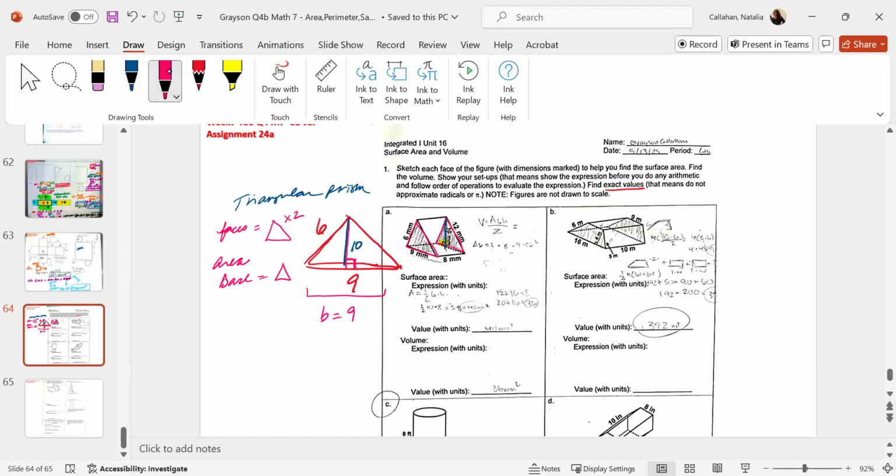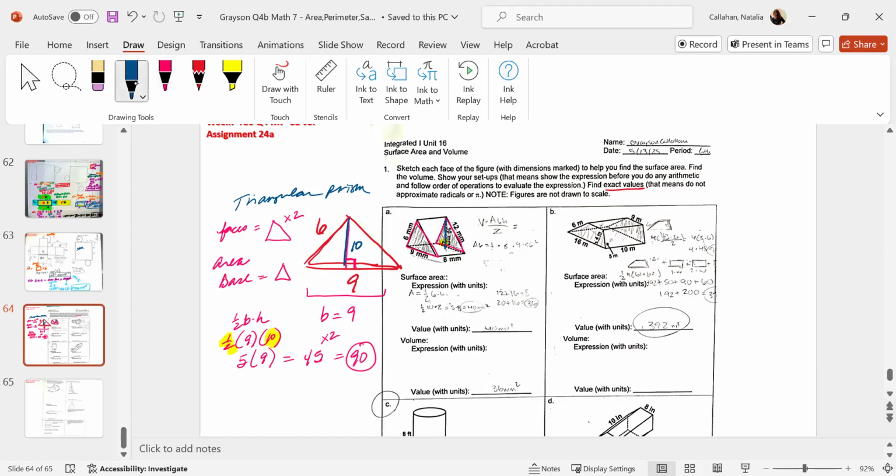So then when I look for this, it is 1/2 base times height, right? So 1/2 times 9 times 10. Remember how I said you do the 1/2 times the even number, which then gives you a 5 times 9, which is 45, correct? But there's 2 of them, so it's 90. That is your area of the 2 triangles, correct?